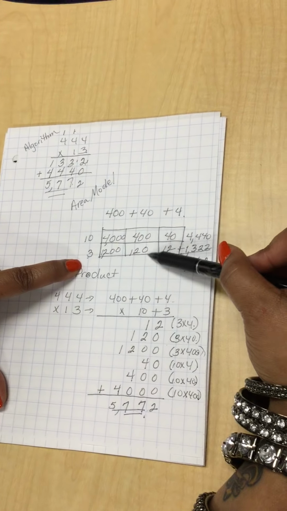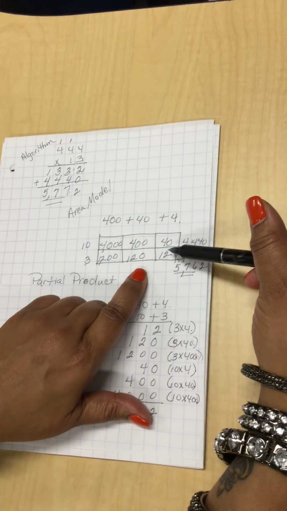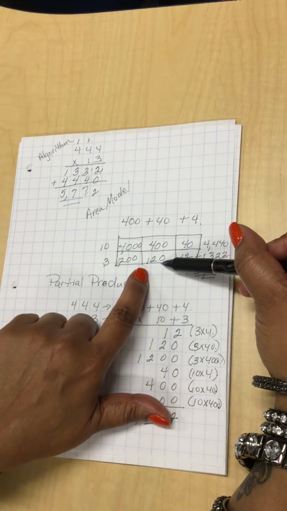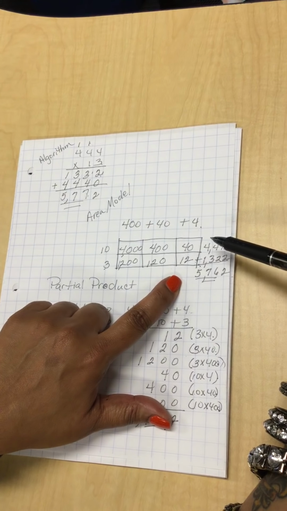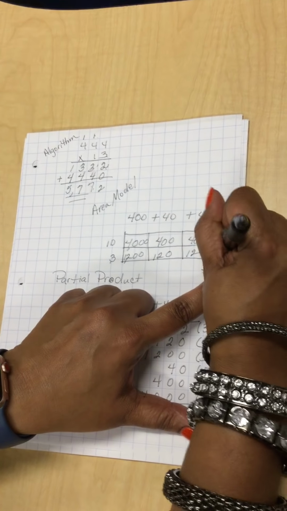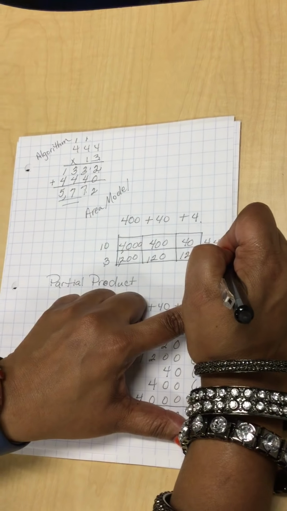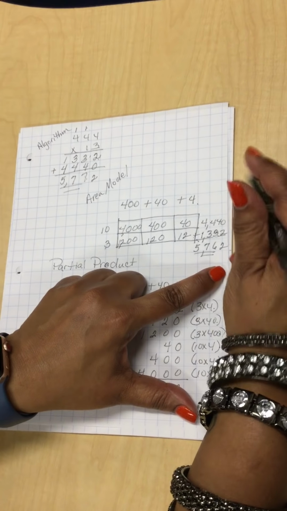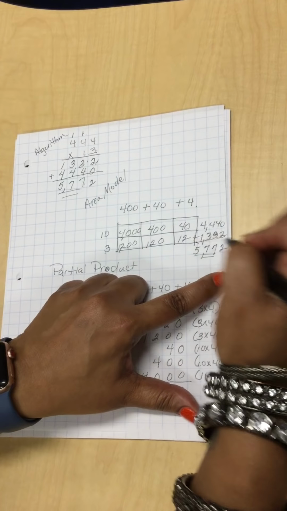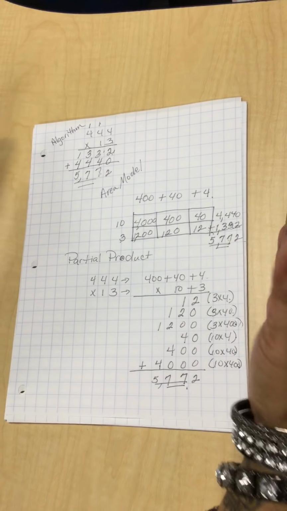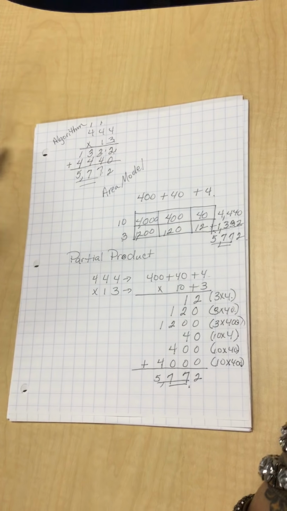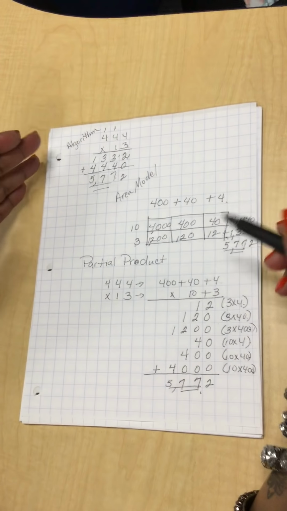Now, check my addition. 1,200 plus 120 is 1,320. Plus 12 is 1,332. And caught my error here, and so 40 plus 30 is 70, not 60. And voila, this is why we have 3 different ways to check our work. Just in case we make a mistake, we can go back and find our errors.